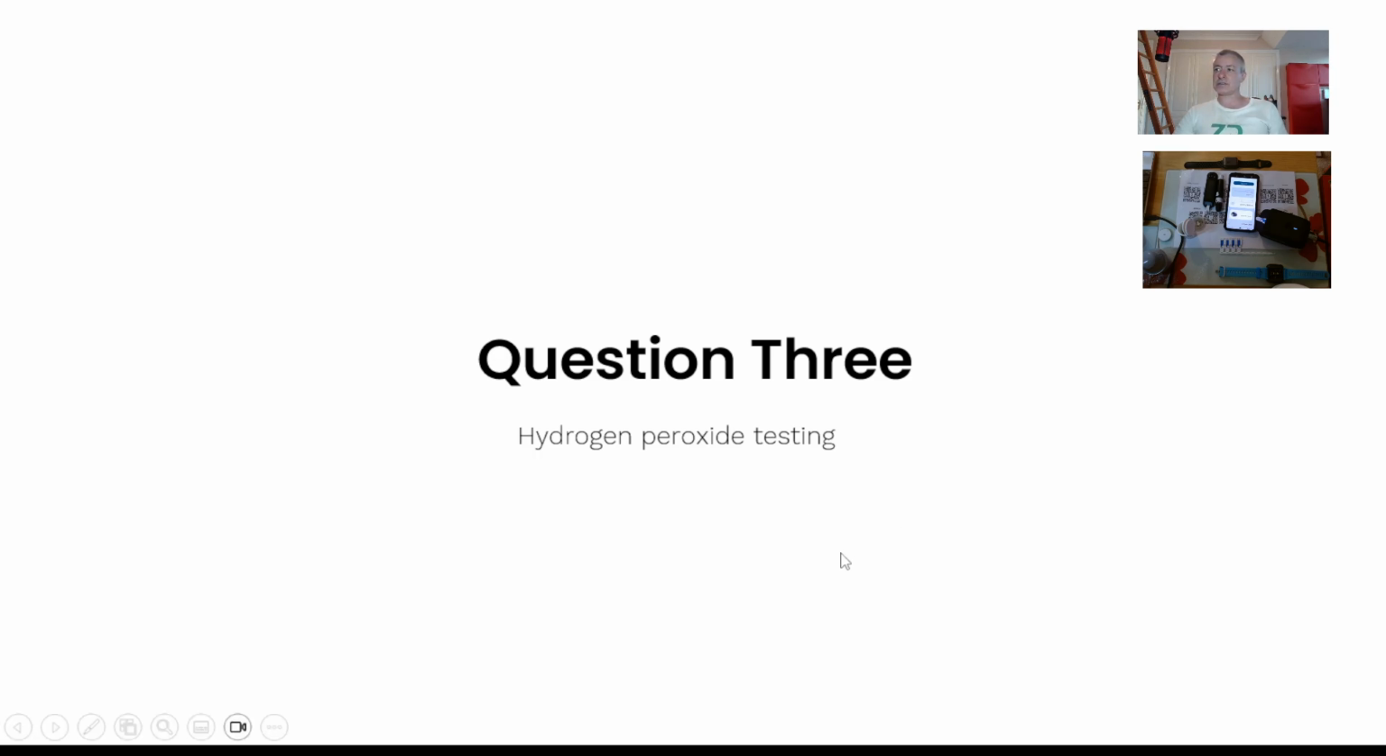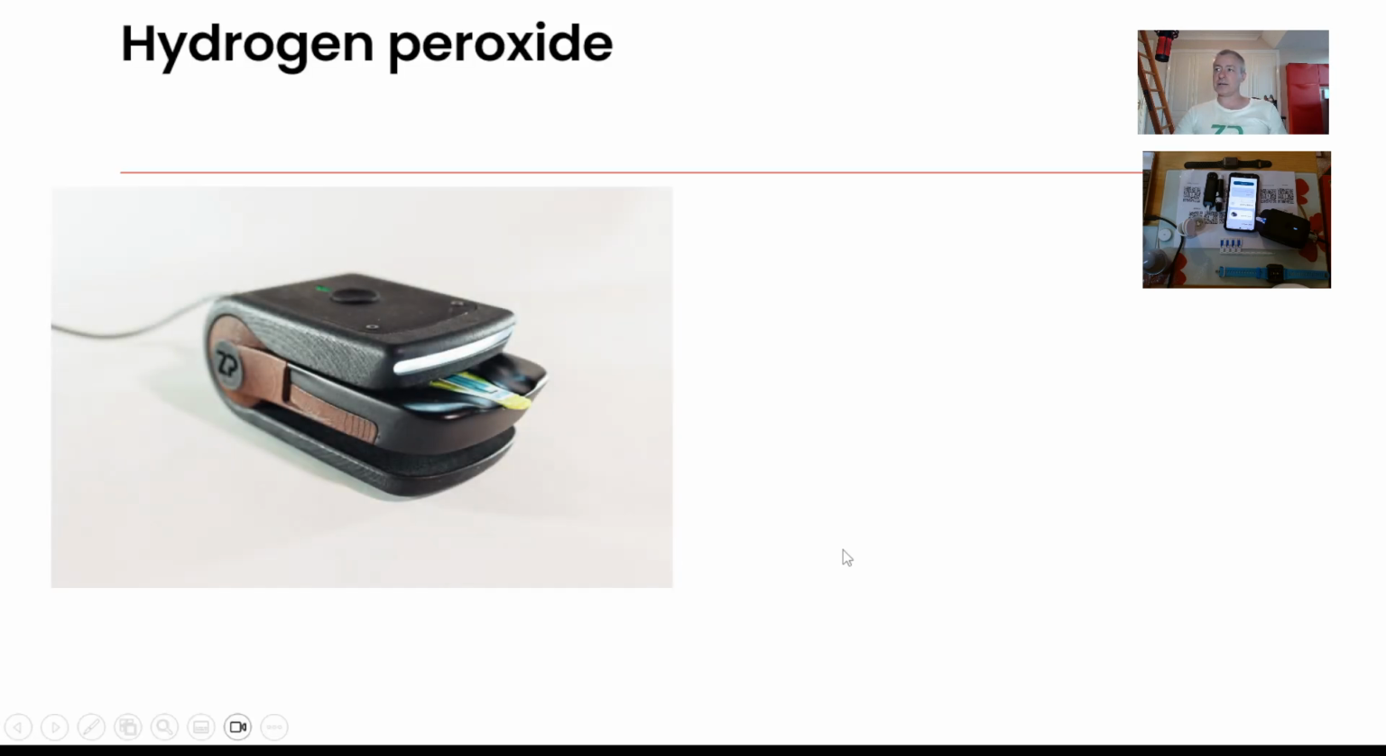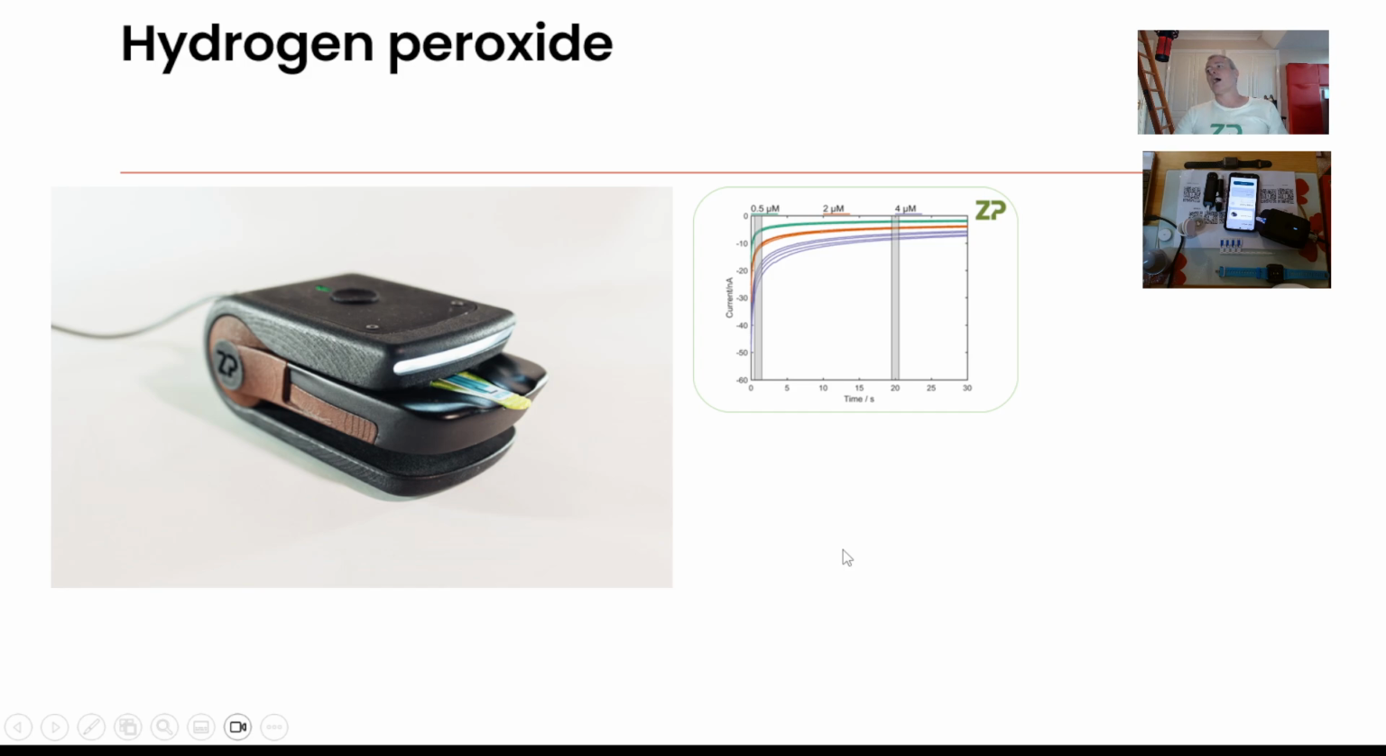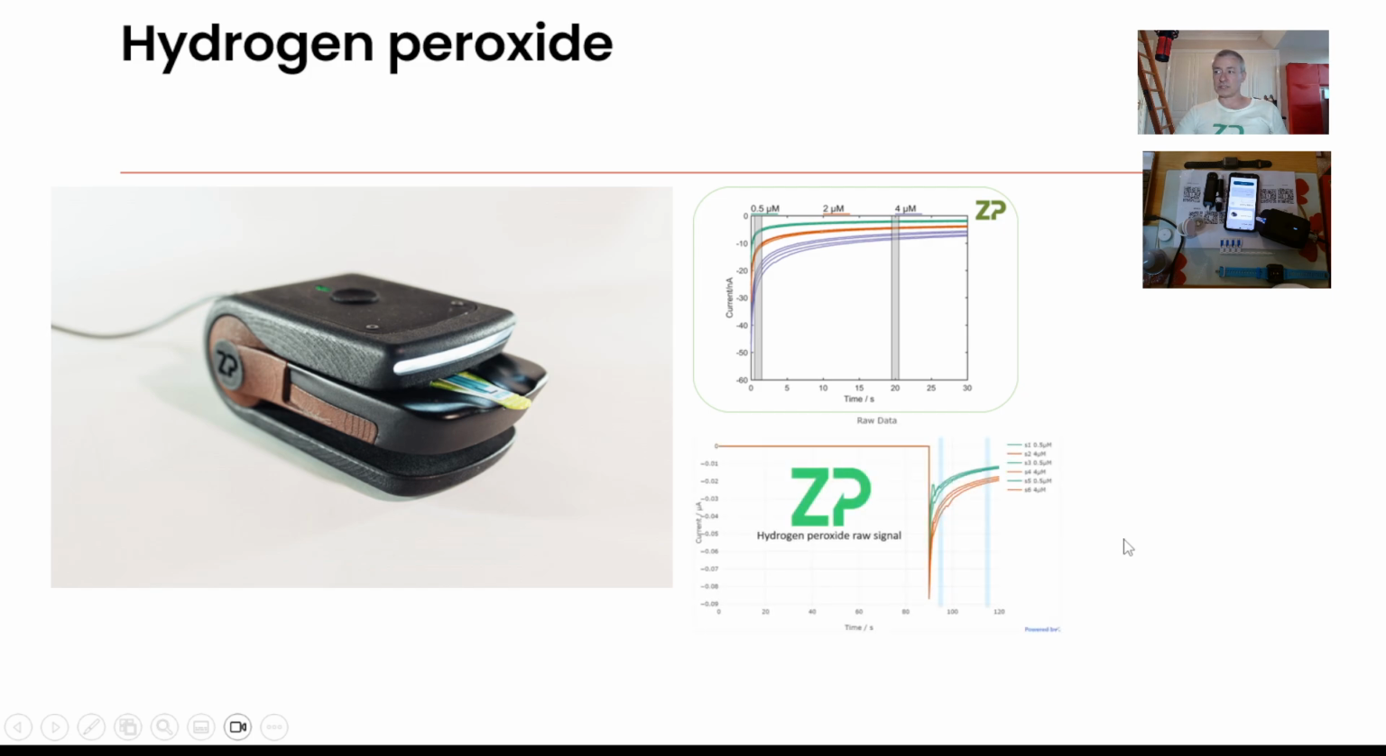Question number 3 is they just want a hydroperoxide test. What we have in the public domain will tell you that we have a good resolution of signal from 0.5 micromolar to 2 micromolar to 4 micromolar. So it's best sometimes to tell us what you're trying to achieve and what's the clinical range that you're interested in, because then we can be, let's say, more informative. But we do have a hydroperoxide sensor.